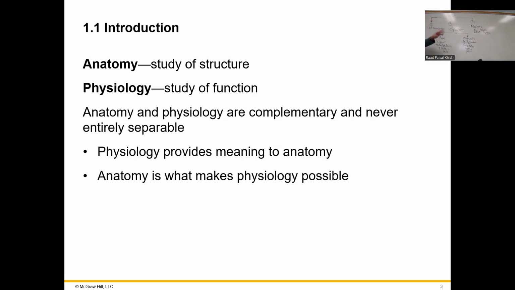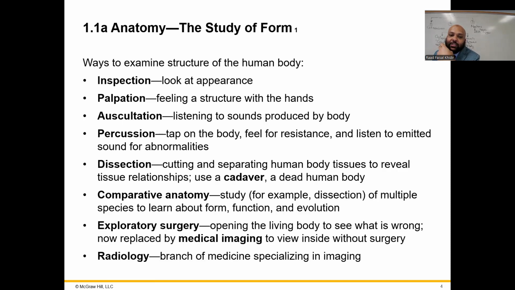So now we're going to learn about the structure of the cell and the function of the cell. Anatomy is the study of the structure of the cell, and physiology is the study of the function. Anatomy and physiology are complementary, and they are never entirely separable. They are interdependent. Physiology provides the meaning to the anatomy, and anatomy is what makes physiology possible.